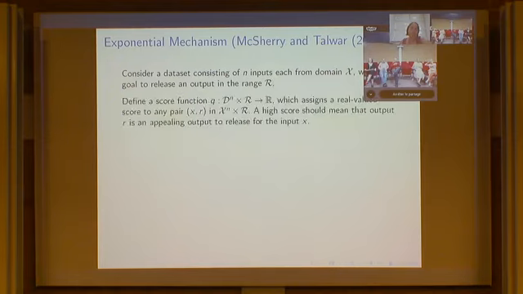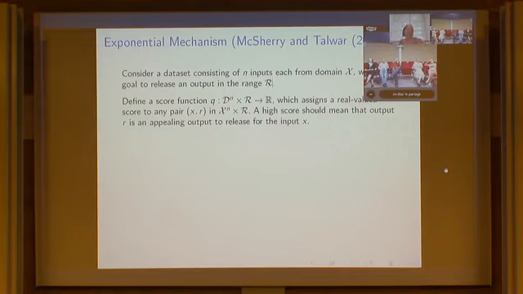And so the idea is that you define some function that takes a data set and a possible output, and you compute some value in R. So we call it a score function. You can pick any score function you want, but in general, what you need is that a higher score should mean that the output R you're thinking about is an appealing output. It seems like a good output.